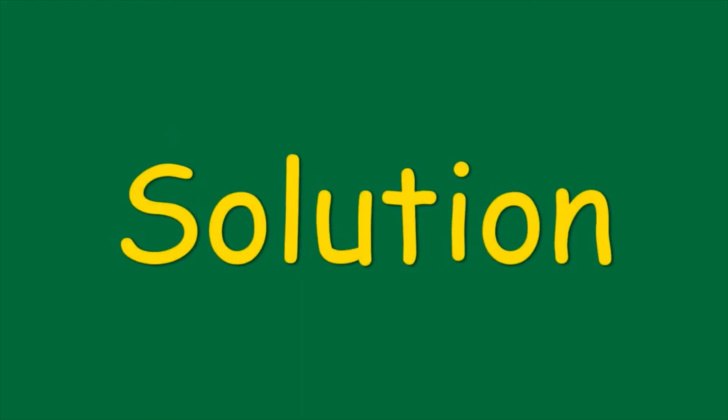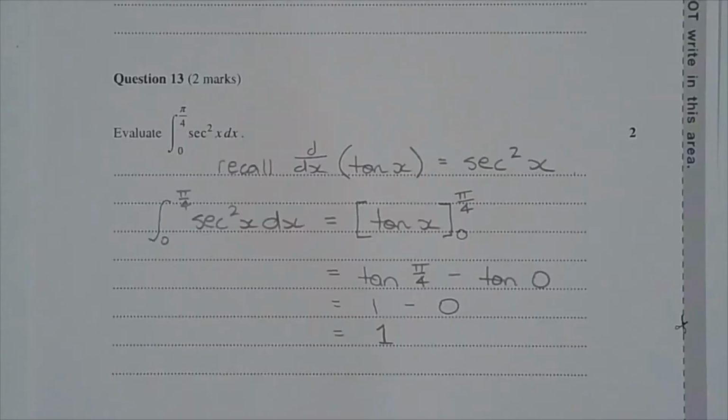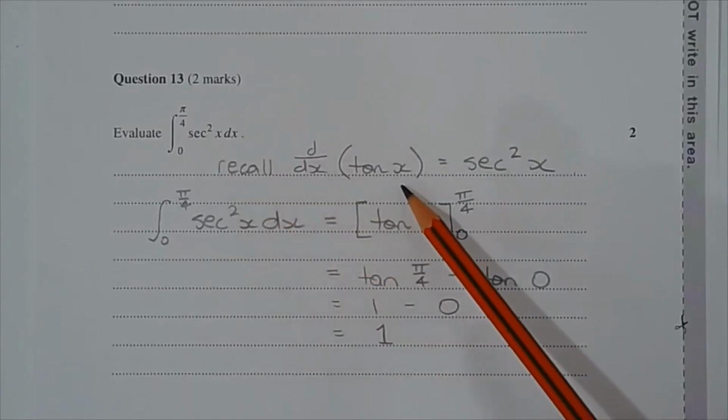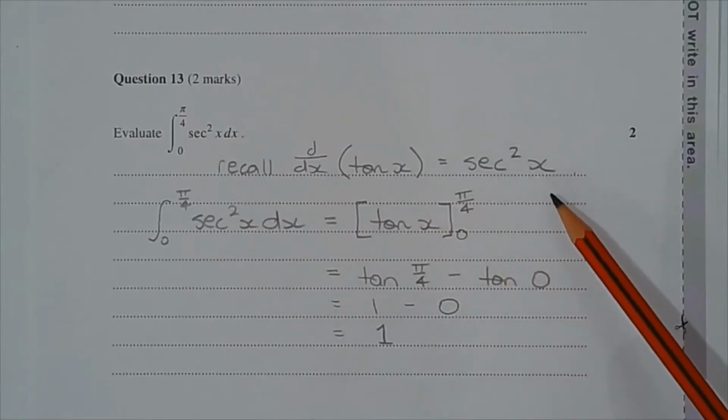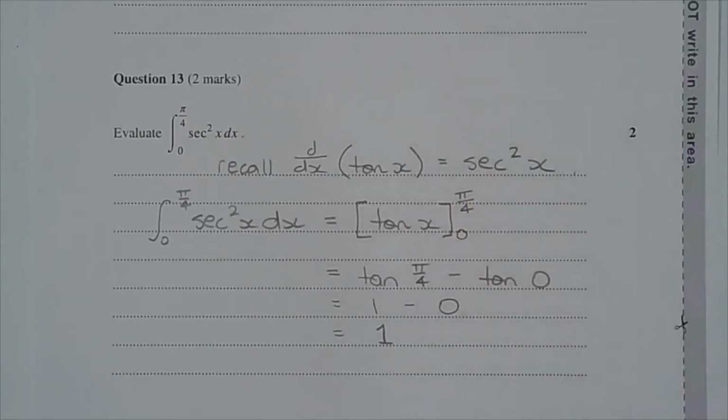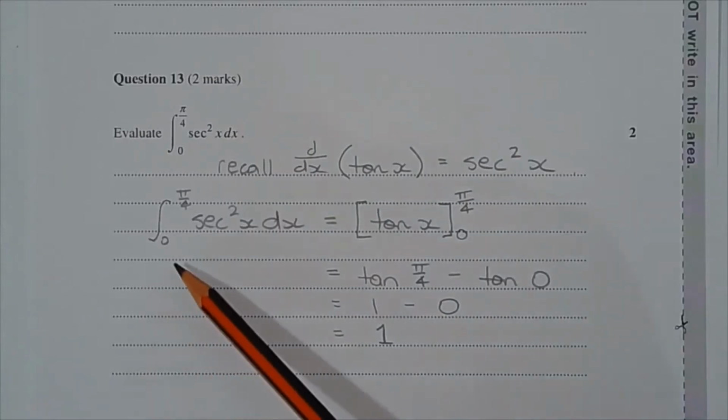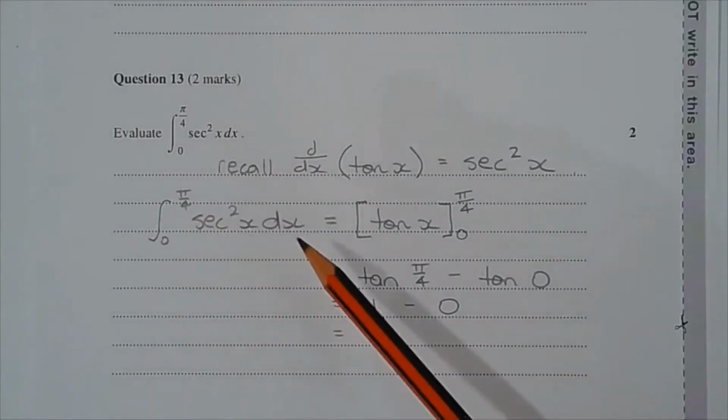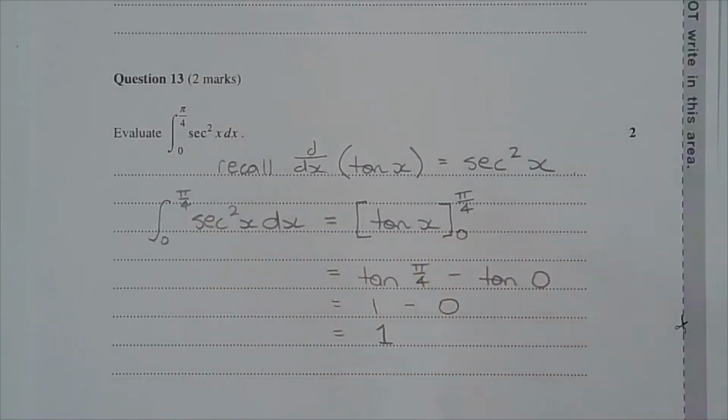Question 13. Evaluate the integral from 0 to pi on 4 of sec squared x dx. Recall that the derivative of tan x equals sec squared x. Hence, the integral of sec squared x equals tan x. Now, the definite integral from 0 to pi on 4 of sec squared x dx is equal to tan x from 0 to pi on 4.